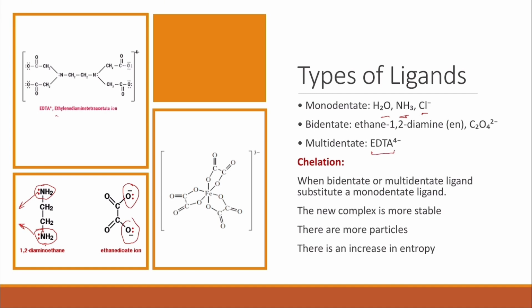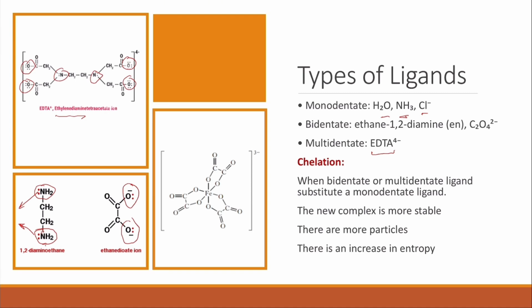This is the structure of the EDTA, which has 2 nitrogens here and has 4 of the oxygens with a negative charge. All of these 6 atoms can donate lone pairs of electrons to form 6 different dative covalent bonds with the same central atom. So this is called a multidentate.